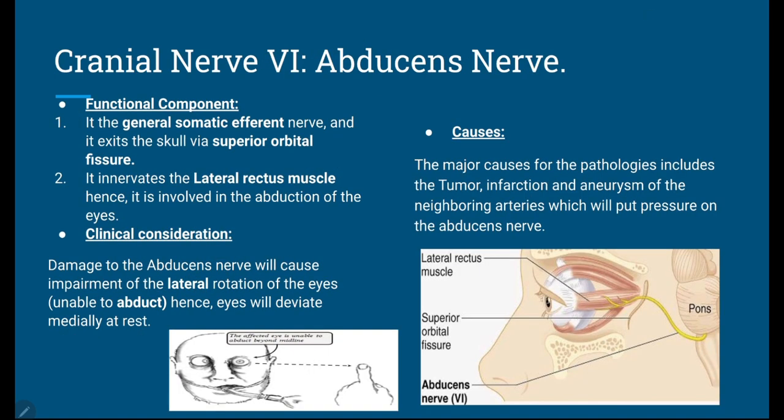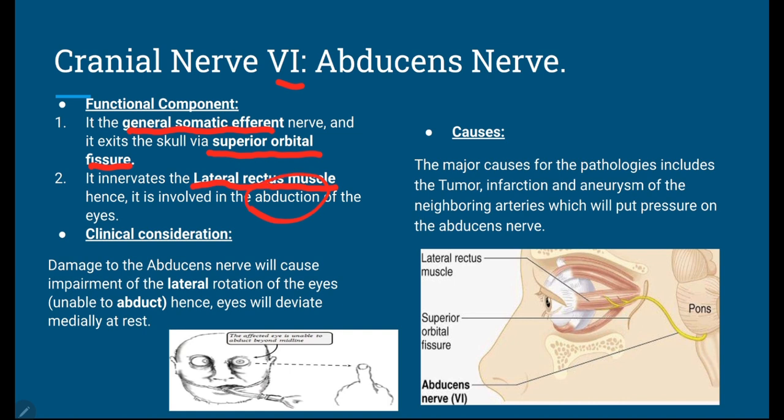Now the next nerve that we're going to discuss is the abducens nerve, which is cranial nerve number 6. The functional component of this nerve is that it is a general somatic efferent nerve, and it exits the skull via the superior orbital fissure. It innervates the lateral rectus muscle, hence it is involved in the abduction of the eyes.